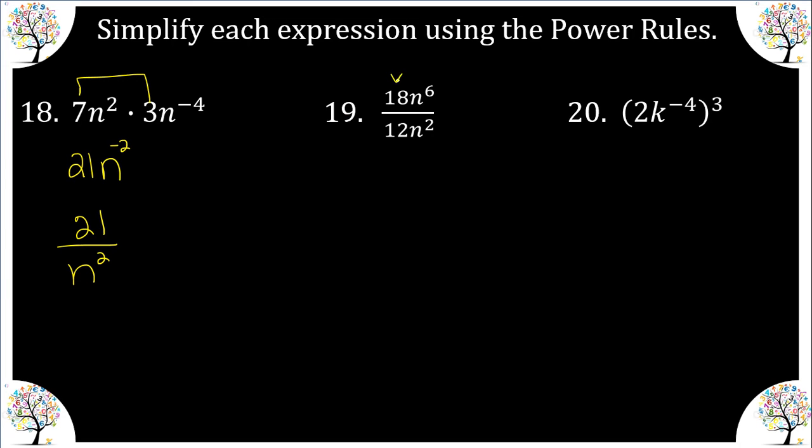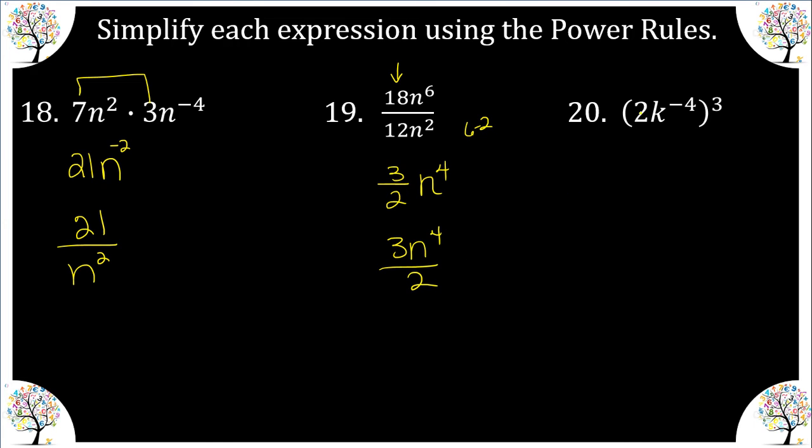Number 19, we're going to simplify our fraction, 18 over 12. 6 can divide into both of these, so we get 3 halves. And then we have our n. And then we have 6 minus 2 gives us 4. It's positive, so it stays at the top with a 3.